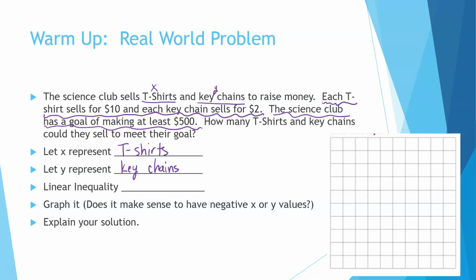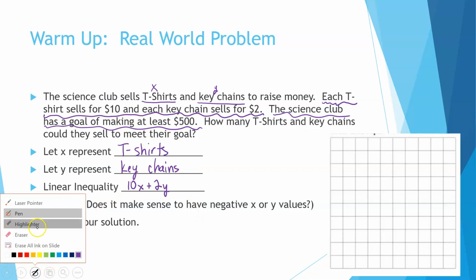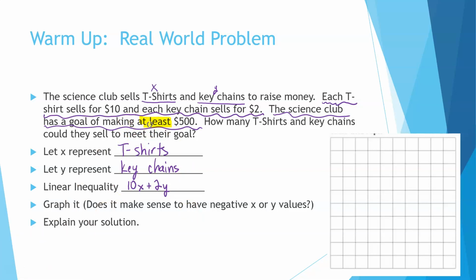So in order to write that, if each t-shirt is $10, I would write that as 10 times X because I get 10 for every t-shirt I sell. I also get $2 for every keychain. So anytime it says also, then it's and or plus, and then 2Y. Now I want to make at least $500. Okay, so understanding this language is important when we're doing inequalities.